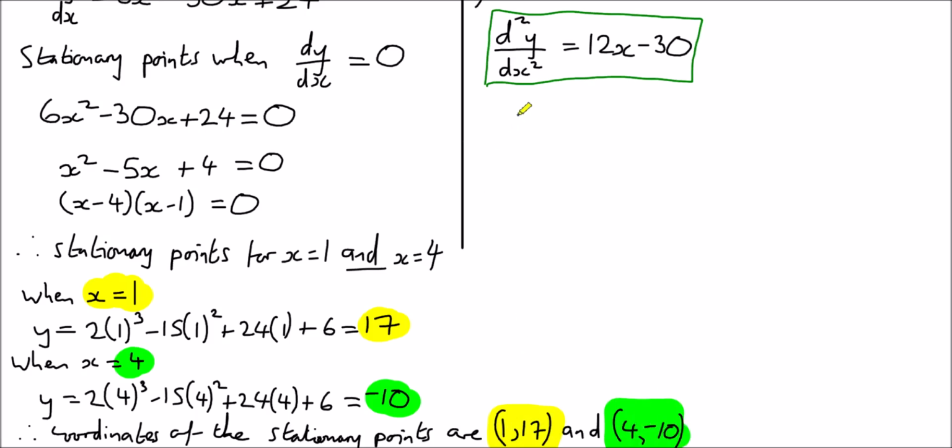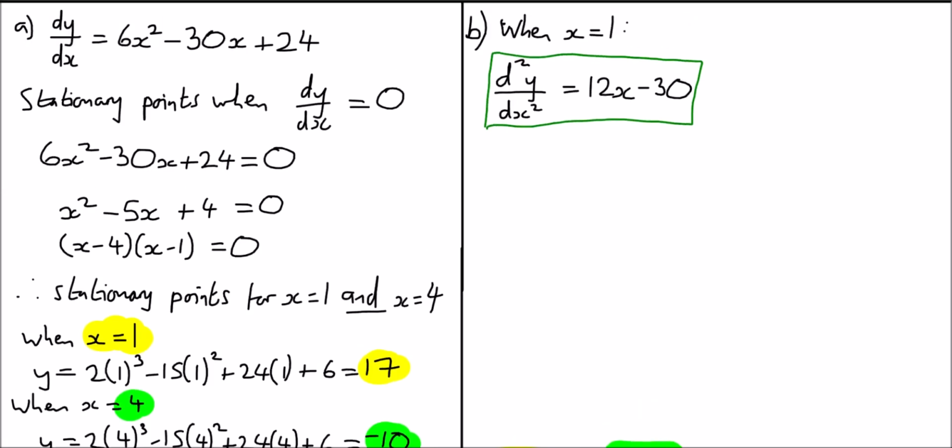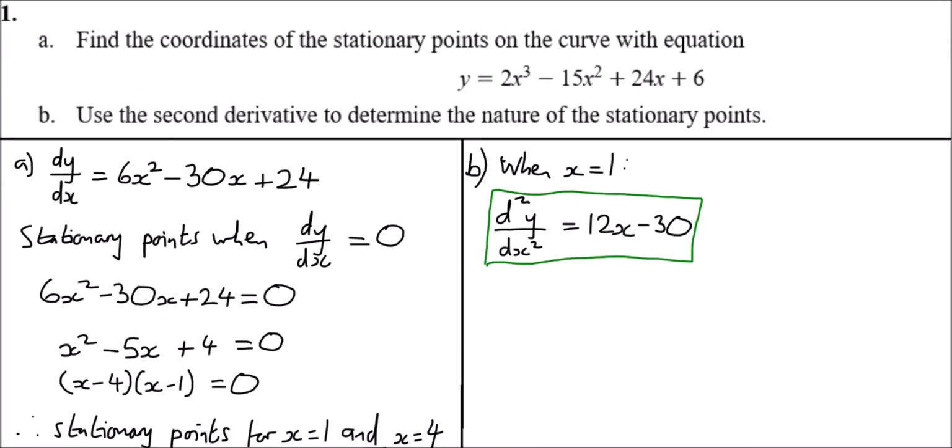Now we can finally have a look properly at part B. So let's just extend this line here to separate part A from part B. There we go. So like I was saying for part B, let's just think about the nature of each point individually. So when x is 1, we need to use the second derivative, which is 12x minus 30. So f double dashed of 1 is going to be 12 lots of 1 minus 30, which is 12 minus 30, which is minus 18, which is obviously less than 0.